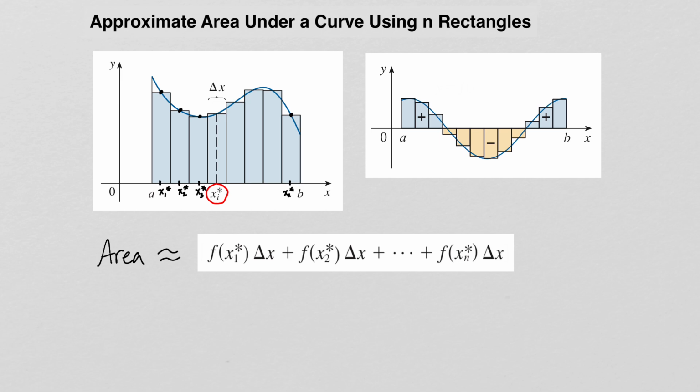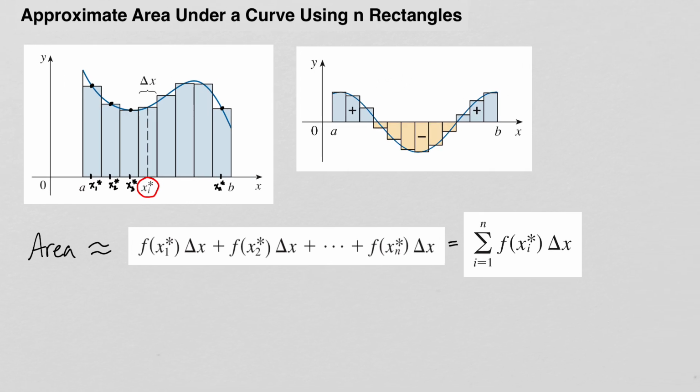Now, the main reason I bring this up is because the sum that you see here representing the approximate area under the curve is a special type of sum called the Riemann sum. And we can use a special notation called summation notation to abbreviate this sum, like so.